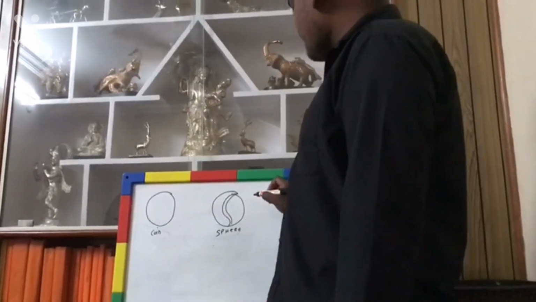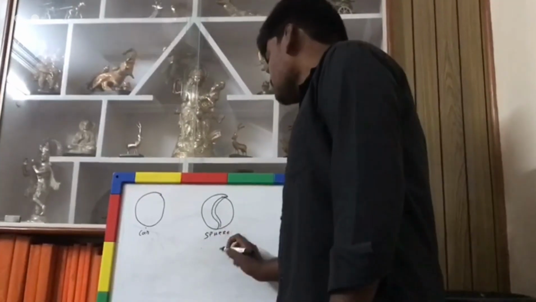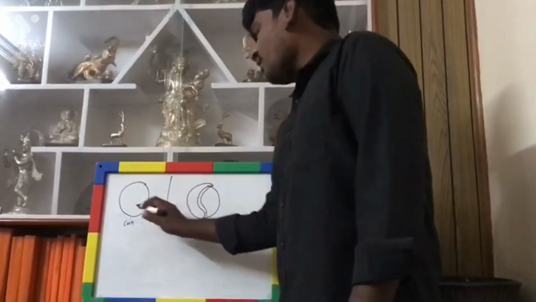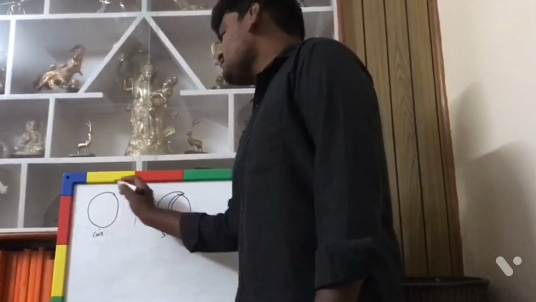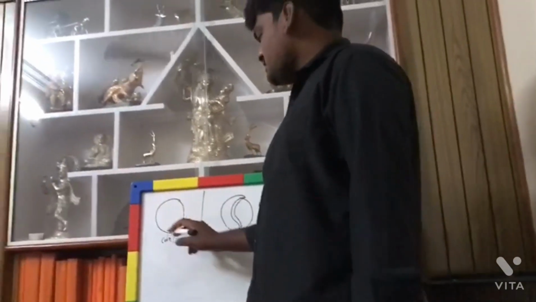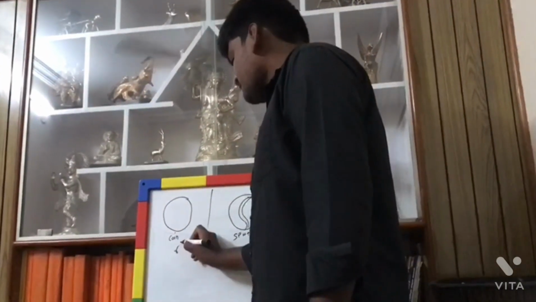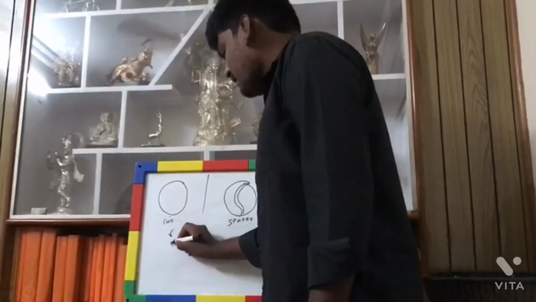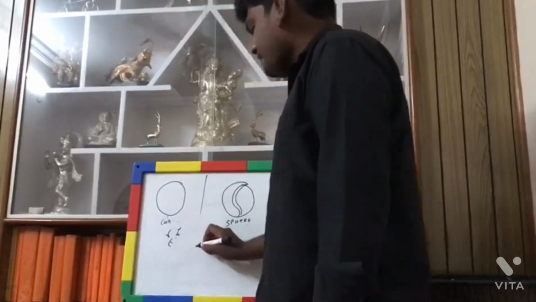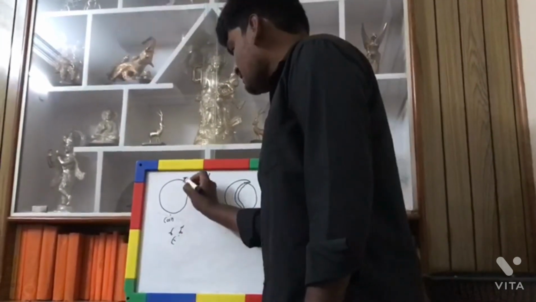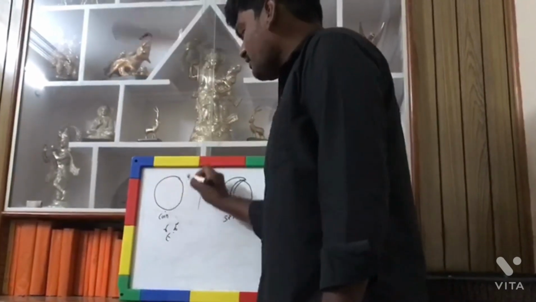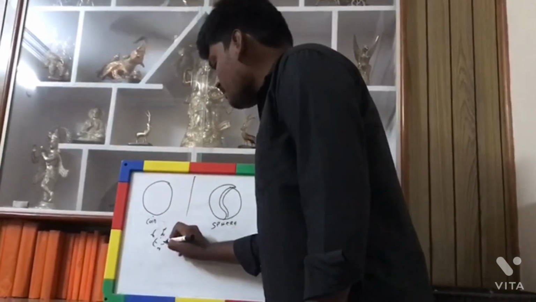The next figure is the sphere. What is the difference between a sphere and a coin, or else a circle? A circle is a planar surface which has a radius. The area of the circle is pi times r square, and the circumference, the length of the boundary we can say, is 2 pi r.